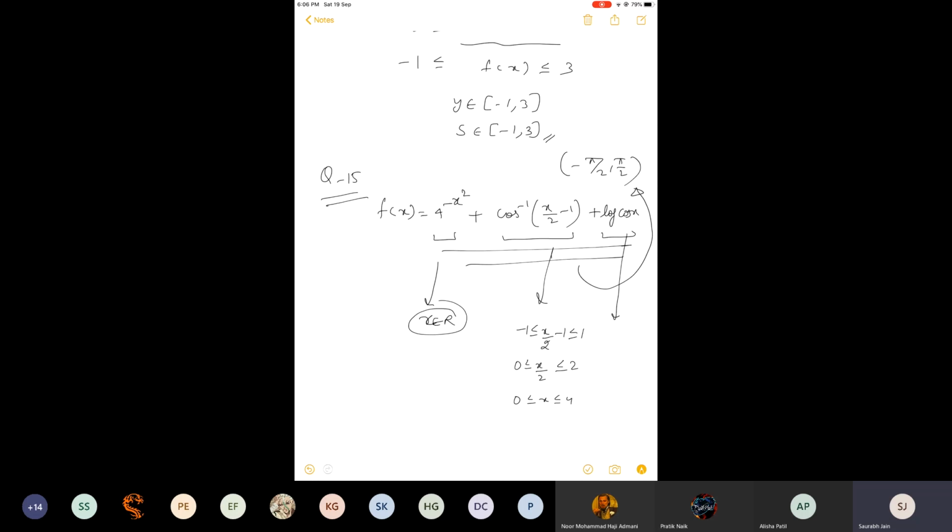And lastly, we will find the domain of log cos x. Here you consider one important thing. Log cos x means cos x must be positive. Why? Because cos is there in front of log, right? So it must be positive.